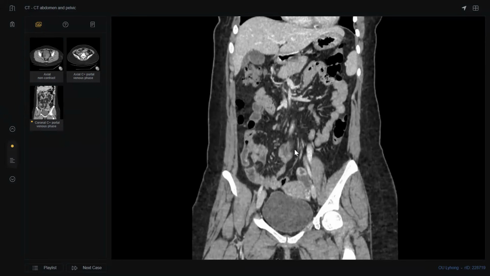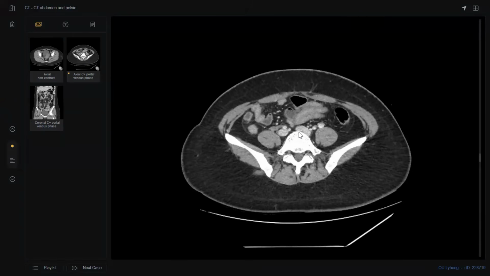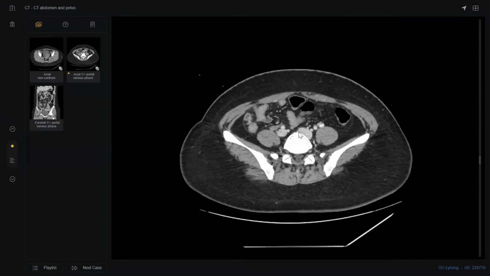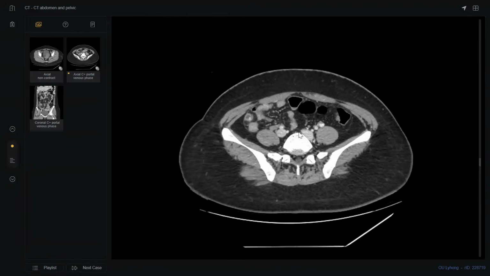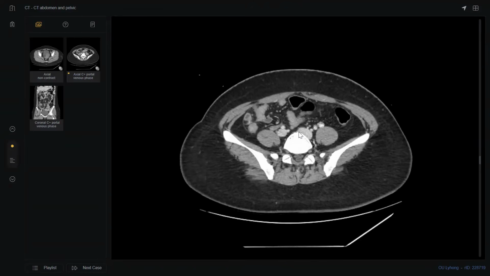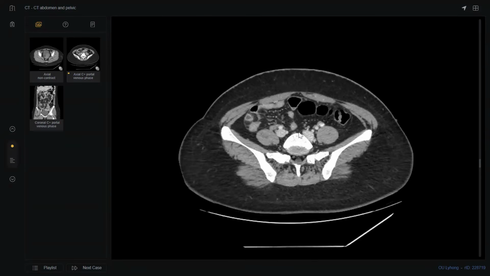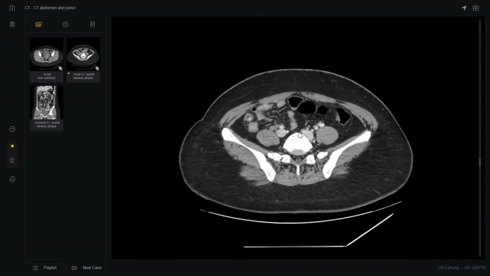Sir, this appears to be a blind ending structure. Since the appendix was normal, I am thinking of acute Meckel's diverticulitis. I will convey my findings to the referring physician and suggest urgent surgical intervention. What is the underlying pathology in Meckel's here? Sir, I can see there is a hyperdense structure. So this could be some ingested material, some foreign body, or fecolith. Final diagnosis: acute Meckel's diverticulitis, due to possible foreign body or fecolith impaction.